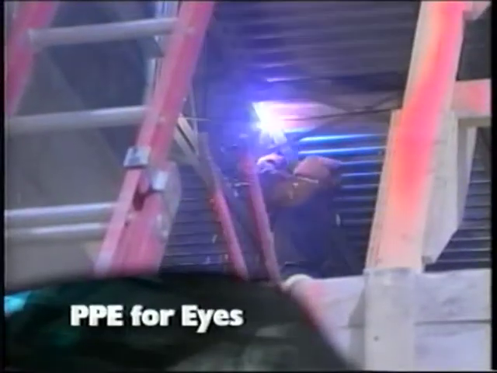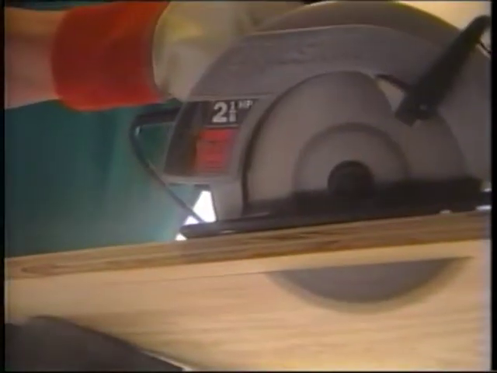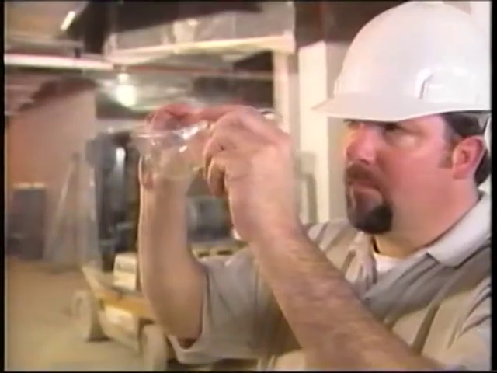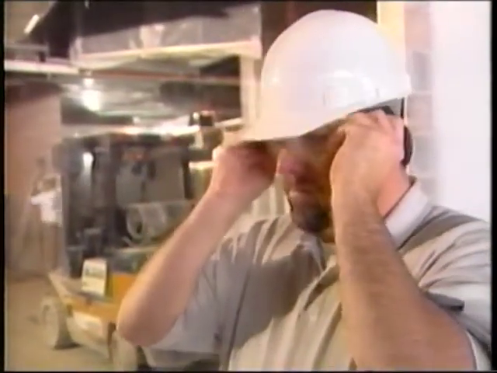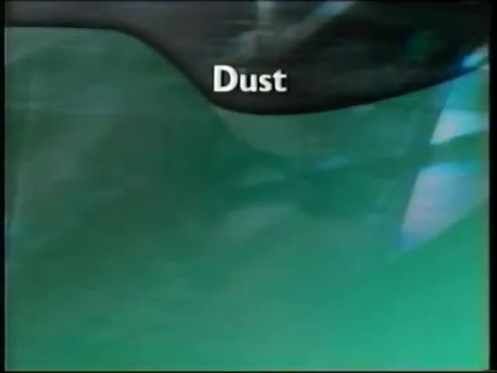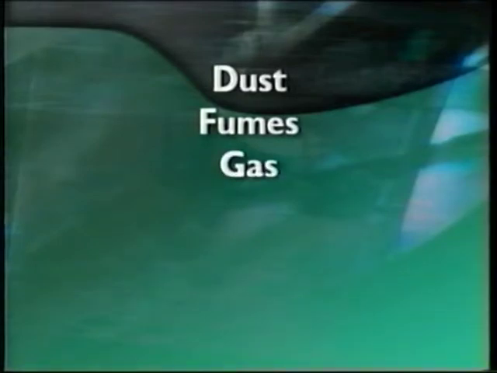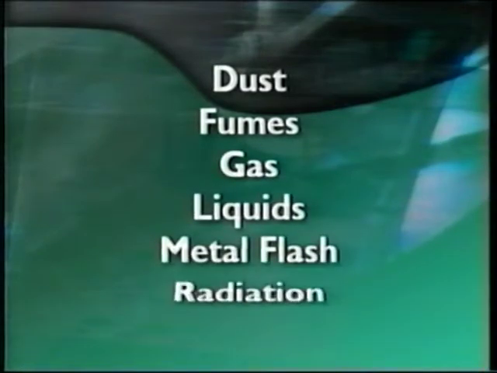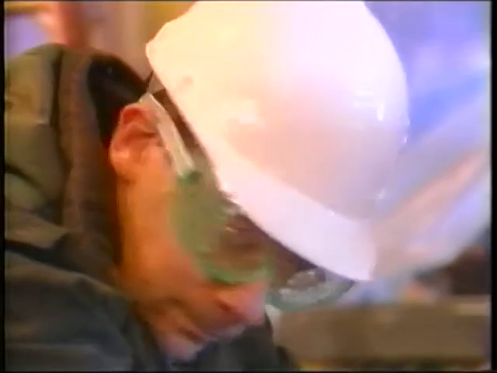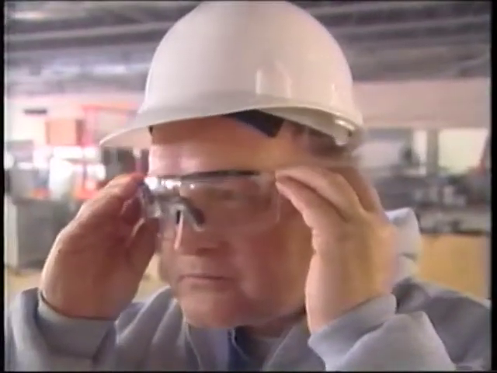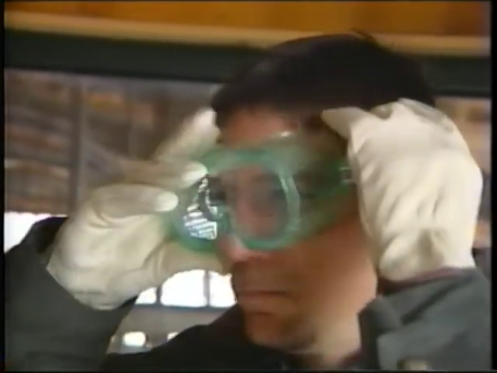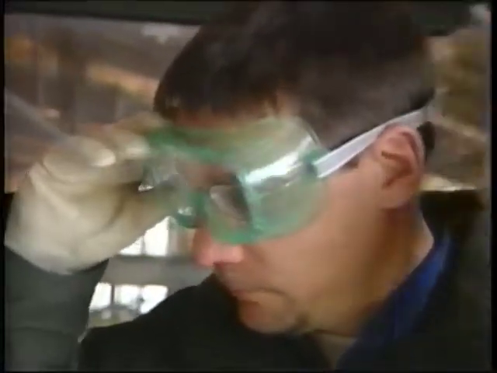A tiny piece of flying debris can cause serious damage to the eye. Eye protection protects you from this and a variety of other hazards, including dust, fumes, gas, liquids, metal flash, and radiation. Eye goggles, safety glasses, face shields, and welding helmets all protect your eyes. Be sure they fit well. Prescription eyeglasses alone are not good eye protection. If they're not prescription safety glasses, you must wear PPE over them.